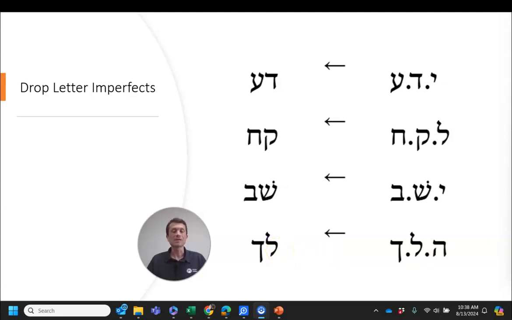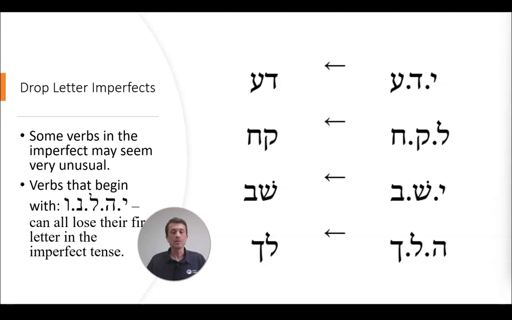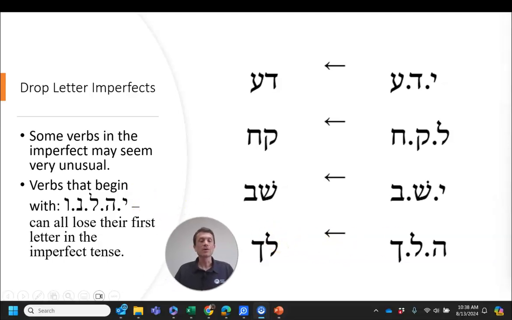So how do you recognize these, or what's the dynamic here? Let's go ahead and take a look. A couple of things, right? These seem really unusual. The verbs that this affects the most are verbs that begin with a yod, hey, lamed, nun, vav. These are the verbal roots that can all lose their first letter in the imperfect tense.